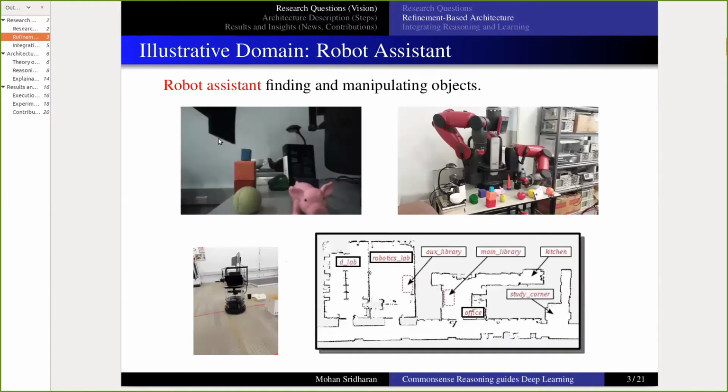I want to say that this work is motivated primarily by the notion of a robot assistant, right? And in this work, I will talk primarily about a robot doing, say, tabletop tasks, or a robot moving around in a map of the world, right? But we have also looked at other instances where it is more about doing computer vision, scene understanding problems. But I will not get into that much here.